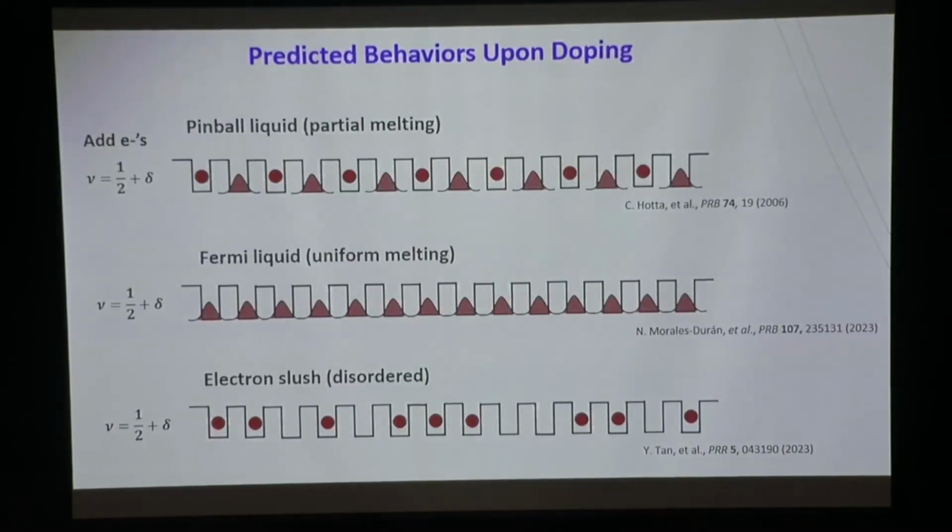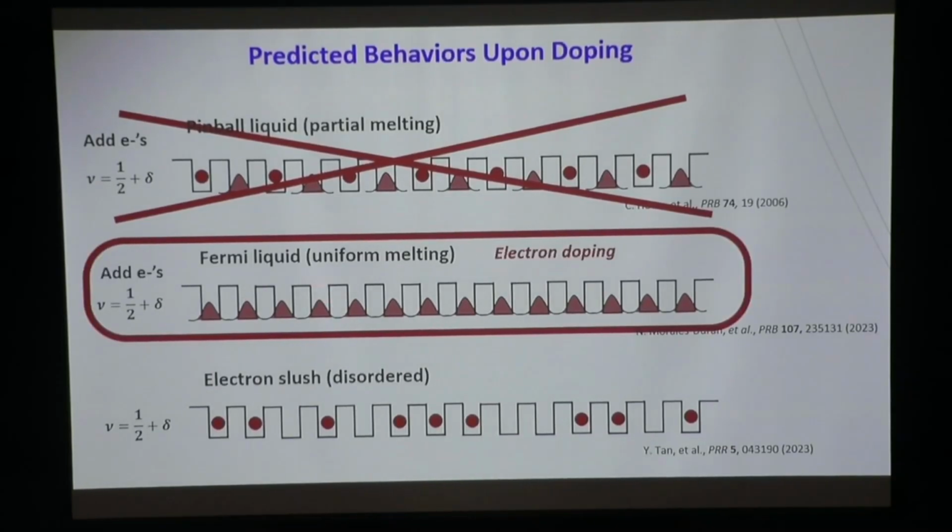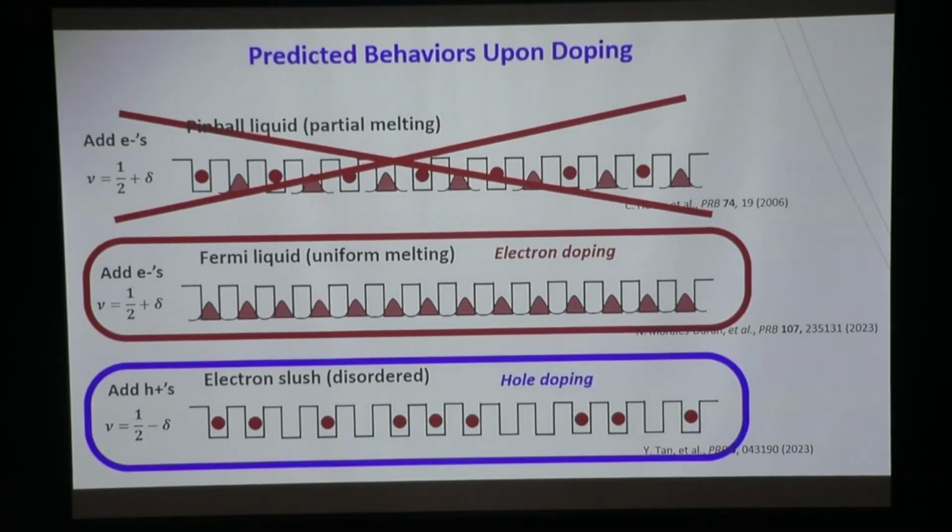Okay, so now let's go back to these predictions. We did not see evidence for the pinball liquid, but we did see evidence for the Fermi liquid when we did electron doping. We did see evidence for the electron slush when we did hole doping. So that's all very nice.